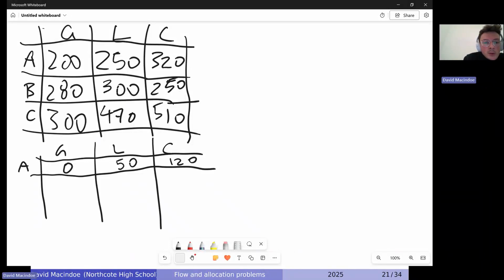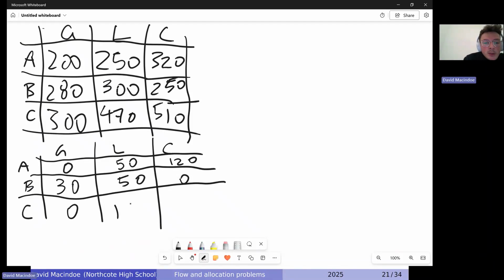This next row, the lowest value is 250. So this first bit's going to be 30. I'm going to get 50. I'm going to get 0. And then for this one, our lowest element is 300. So that will be 0, but this will be 170, and this will be 210.